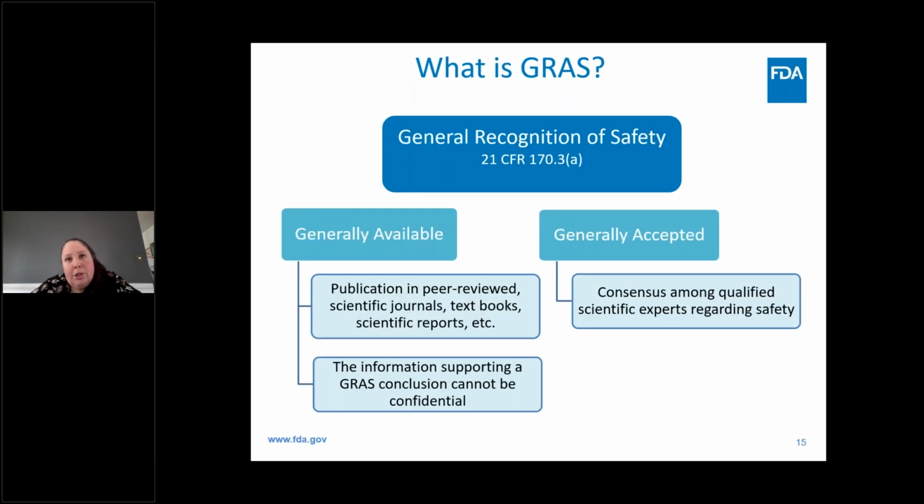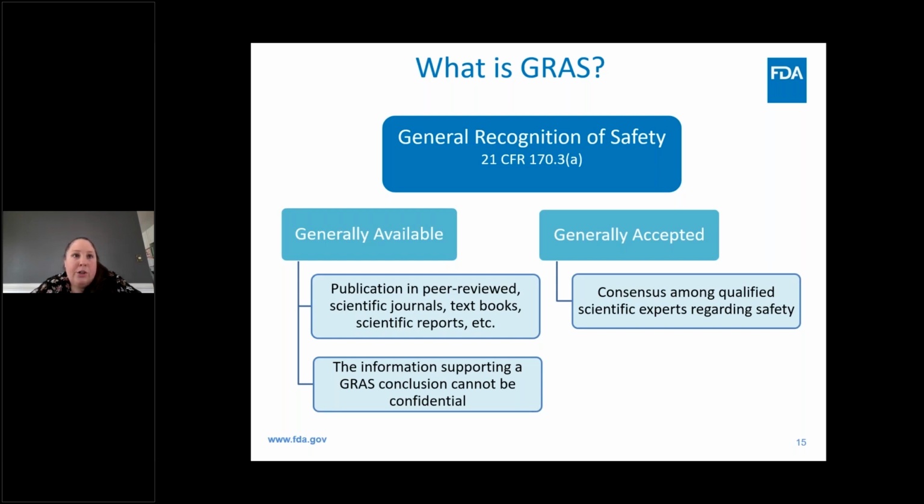So now that we've established the two pathways to get to GRAS status, let's talk about what makes GRAS a bit unique compared to food additive petitions. The GRAS provision stipulates that the scientific data used to arrive at a GRAS conclusion must be both generally available and generally accepted. So in effect, this means that the evidence to support your GRAS conclusion must be published and must be available to the general public. So this could be through a peer-reviewed journal article. It could be through a textbook, for example.